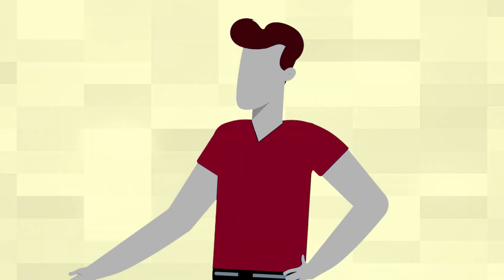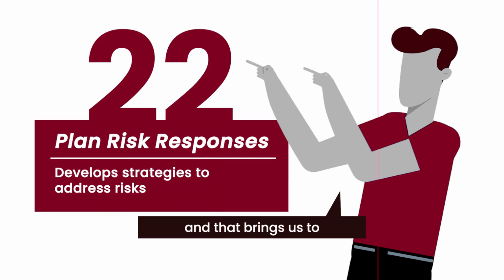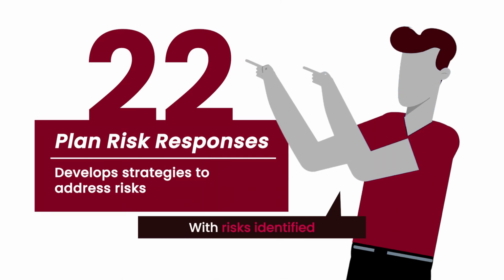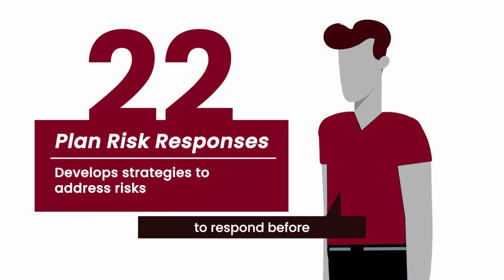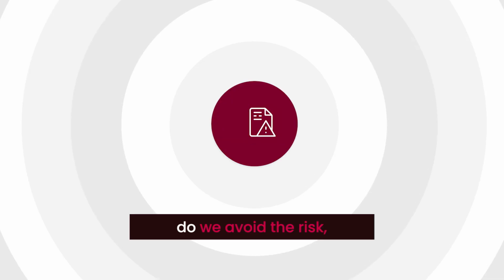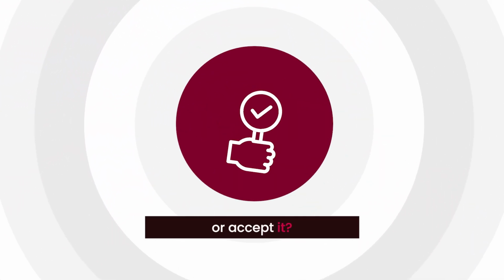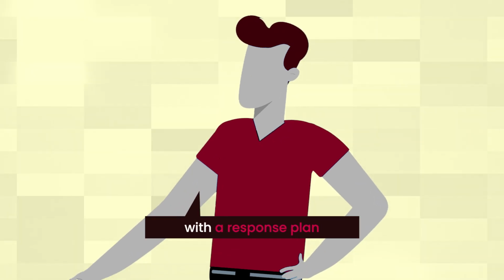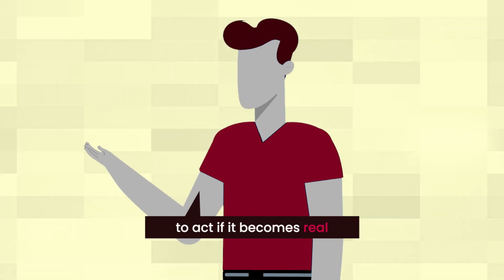Now that we know the impact, it's time to plan how we'll deal with those risks. And that brings us to plan risk responses. With risks identified and quantified, it's time to plan how to respond before they happen. This is where your risk response strategies come in. Do we avoid the risk, mitigate it, transfer it, or accept it? Each risk is matched with a response plan, and a risk owner is assigned to act if it becomes real.